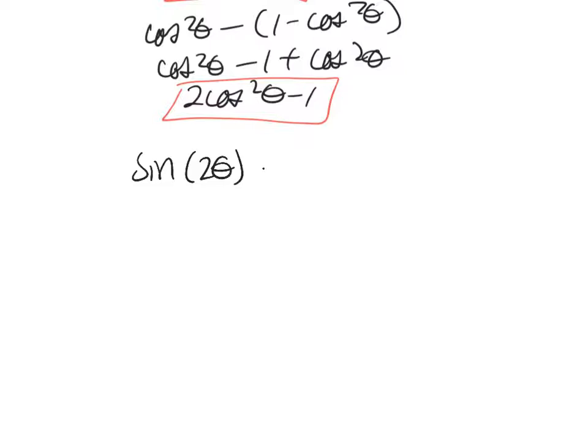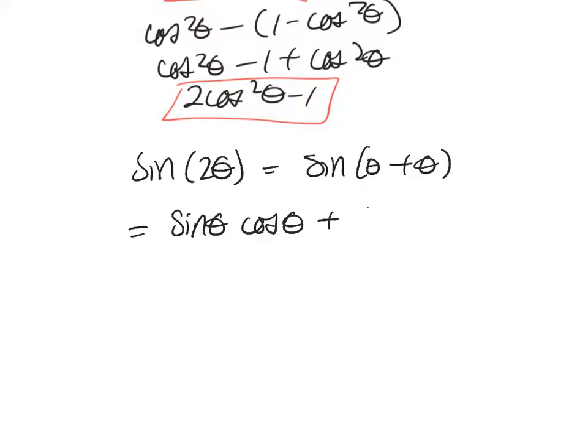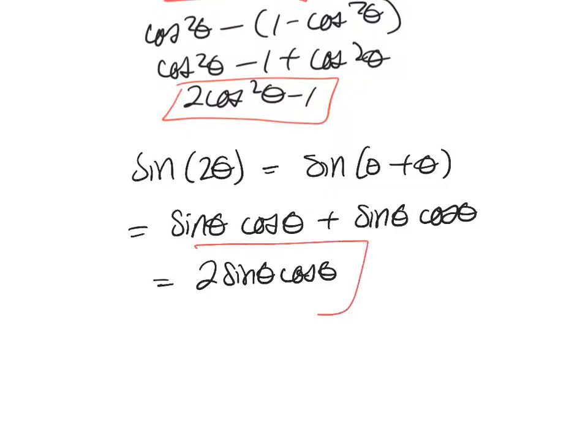The sine of 2 theta is the sine of theta plus theta, which is equal to the sine of my first angle cosine of my second angle, plus the sine of my second angle cosine of my first angle. So it's just equal to 2 sine theta cosine theta. That's it. I'm just using the sum and difference for sine or cosine to get the other side. So I have equivalence. If I see the sine of 2 theta, I can replace it with this.